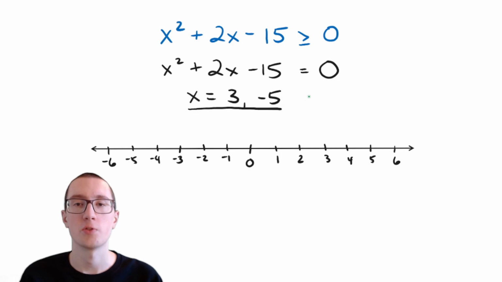So these were our answers for the equation with the equal sign, but for the equation with the inequality sign, these numbers are actually just going to be boundaries. So we're going to go ahead and put dots on these two numbers, and you have to ask yourself what kind of dot we're going to put.